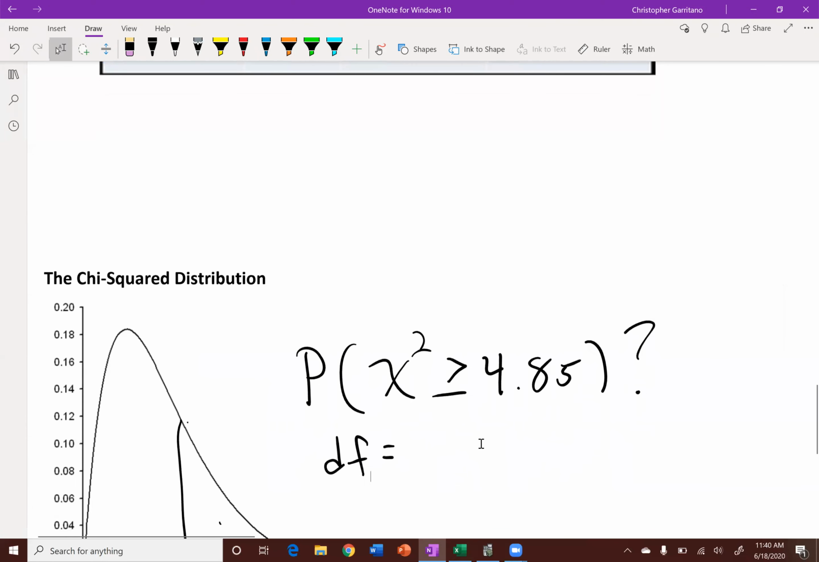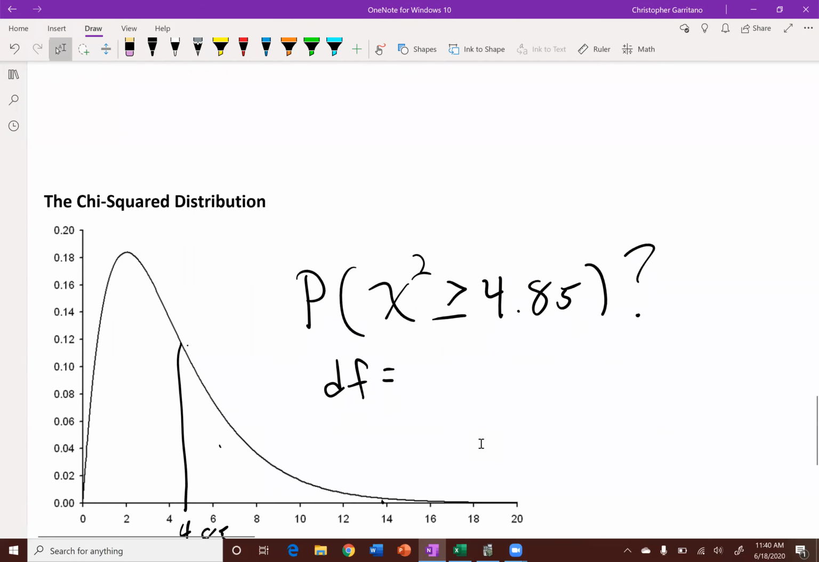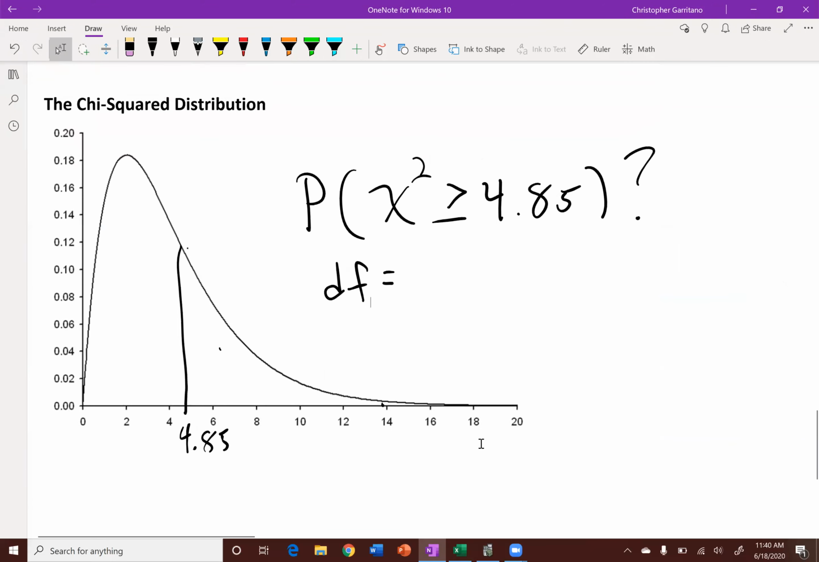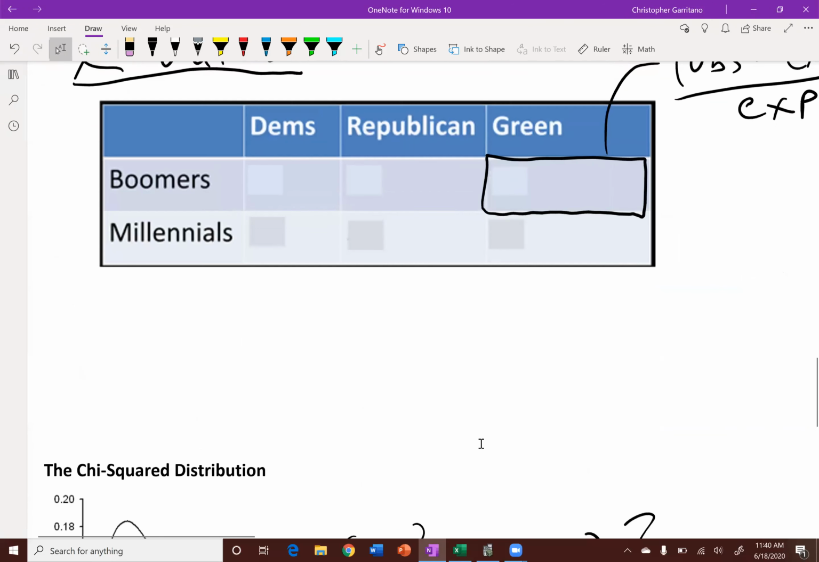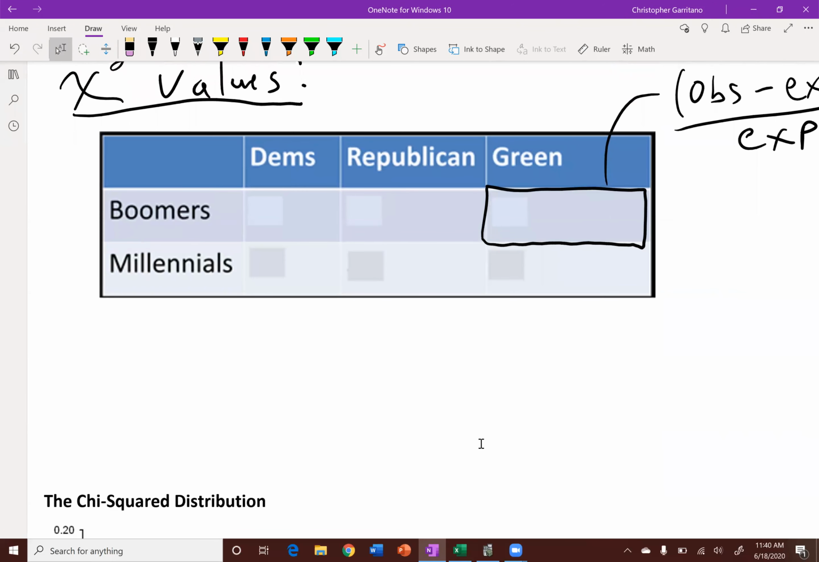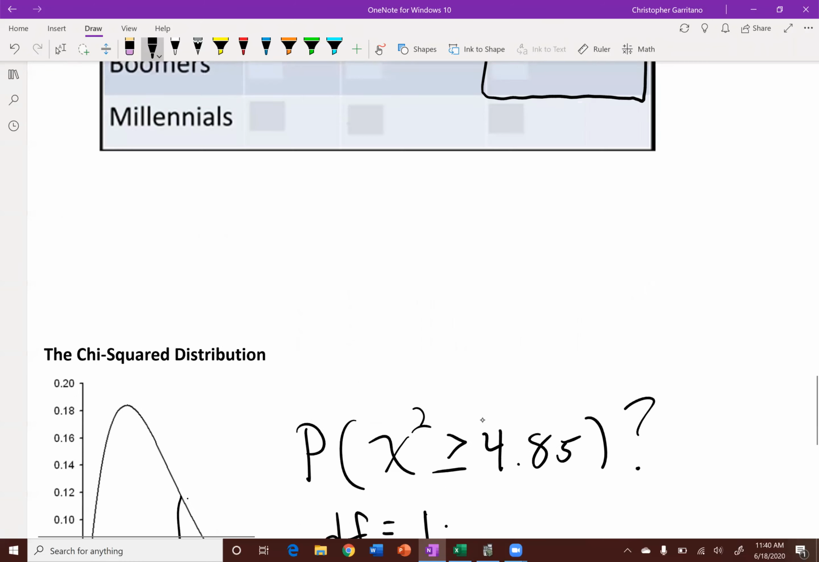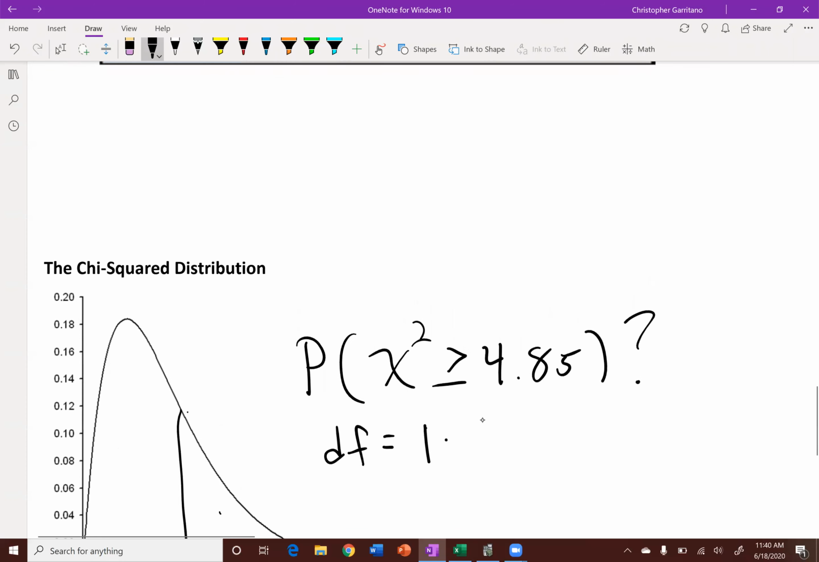So as I mentioned in the previous video, we're doing a chi-squared test of homogeneity or a chi-squared test of independence. We want to take the number of rows minus 1, so that's 2 minus 1, which is 1, times the number of columns minus 1, so that's 3 minus 1, which is 2. So in this situation, our degrees of freedom is going to be 2.